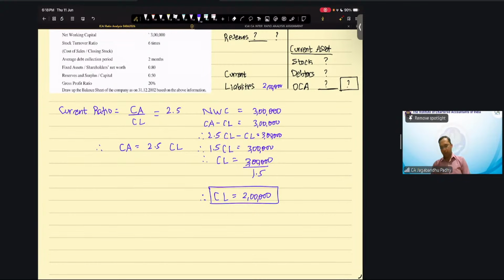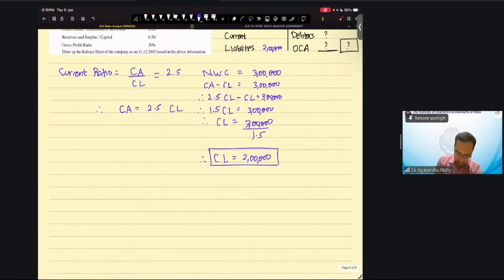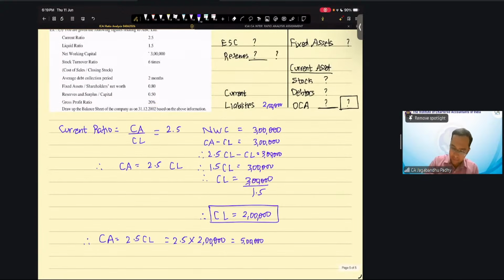We can also calculate current assets after this. What will be the value of current assets, guys? Current assets will be 2.5 times current liabilities, which is 2.5 into 2 lakhs. That's going to be 5 lakhs. So current assets are equal to 5 lakh. We got the total of all the current assets as 5 lakh.